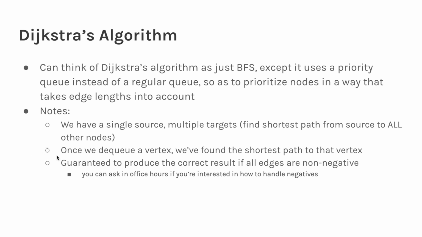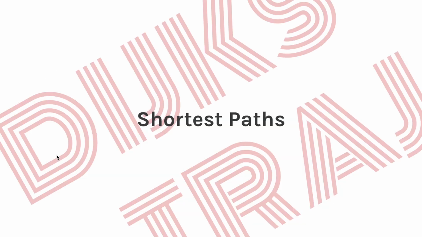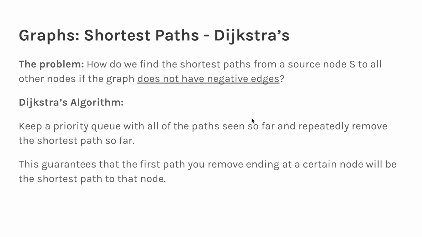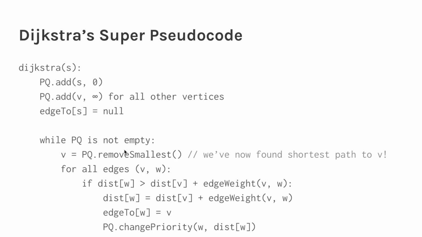It means once we dequeue a vertex, so similar here, once we remove the vertex from the queue, which will become a priority queue, we've found the shortest path to that vertex. Basically, a summary of what I said: keeping our priority queue guarantees that you've found the shortest path to that node once you remove it from the queue. Okay, so this is the pseudocode for Dijkstra's.